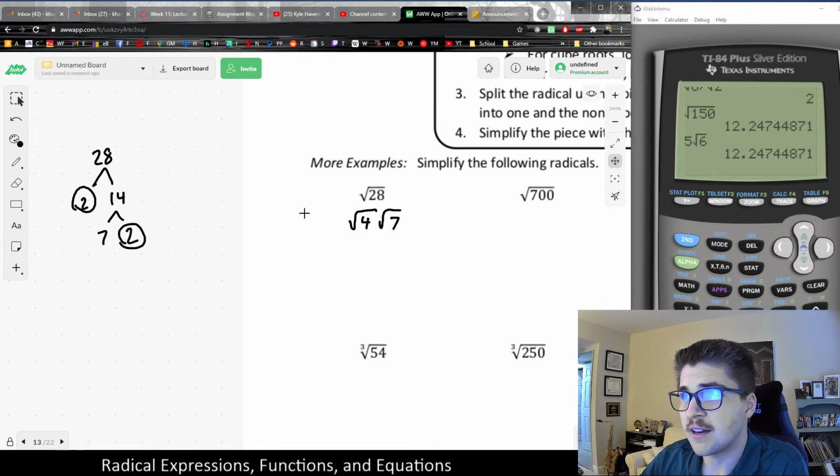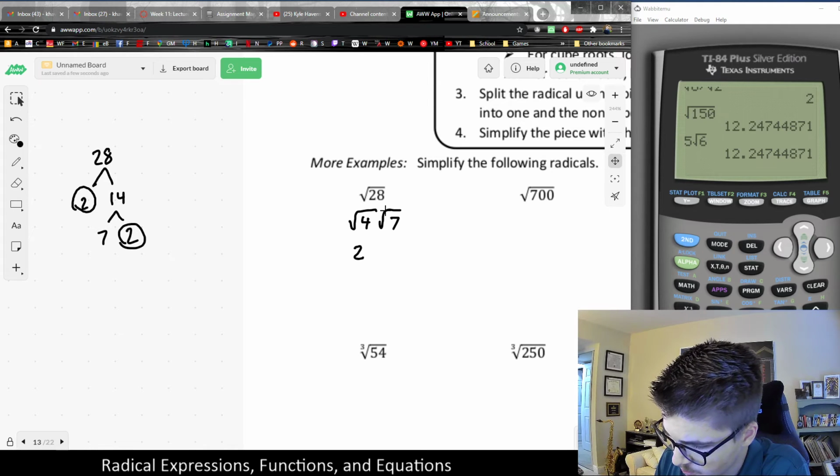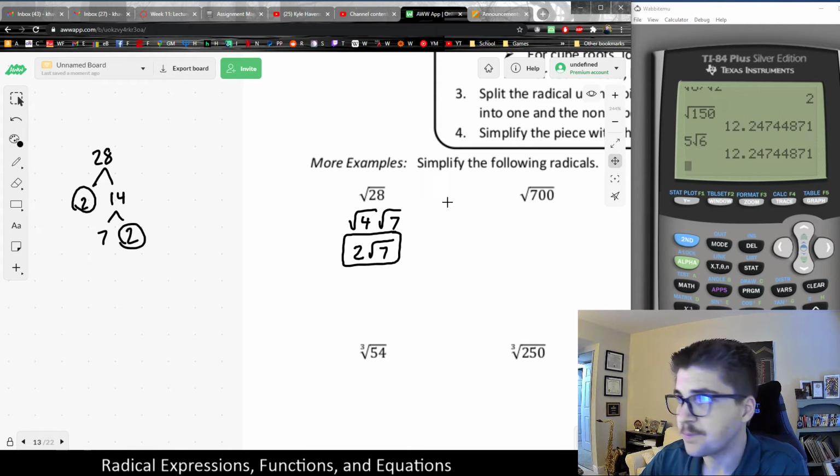Notice that the pair I've kept together within the square root. And of course, the square root of 4, because that's a pair, is 2. So the square root of 28 is 2 root 7.